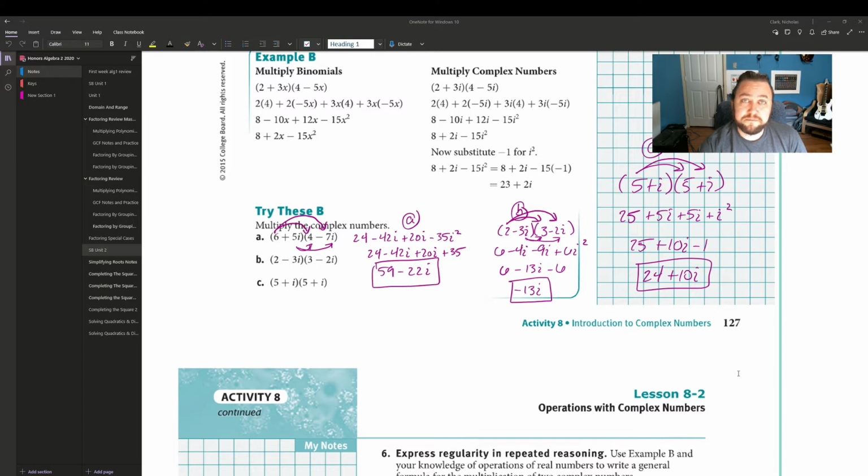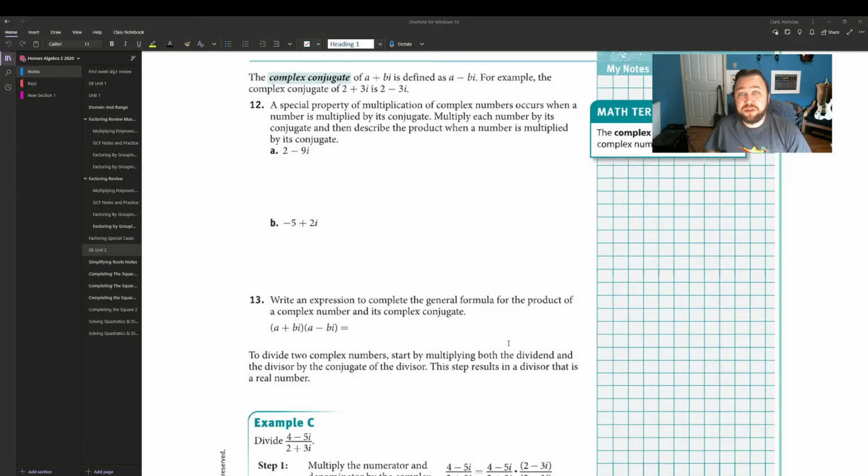There it goes. Before we get into division of complex numbers, we need to talk about an idea called a complex conjugate. So if I have a plus bi, its complex conjugate will be a minus bi. And this has some interesting effects.